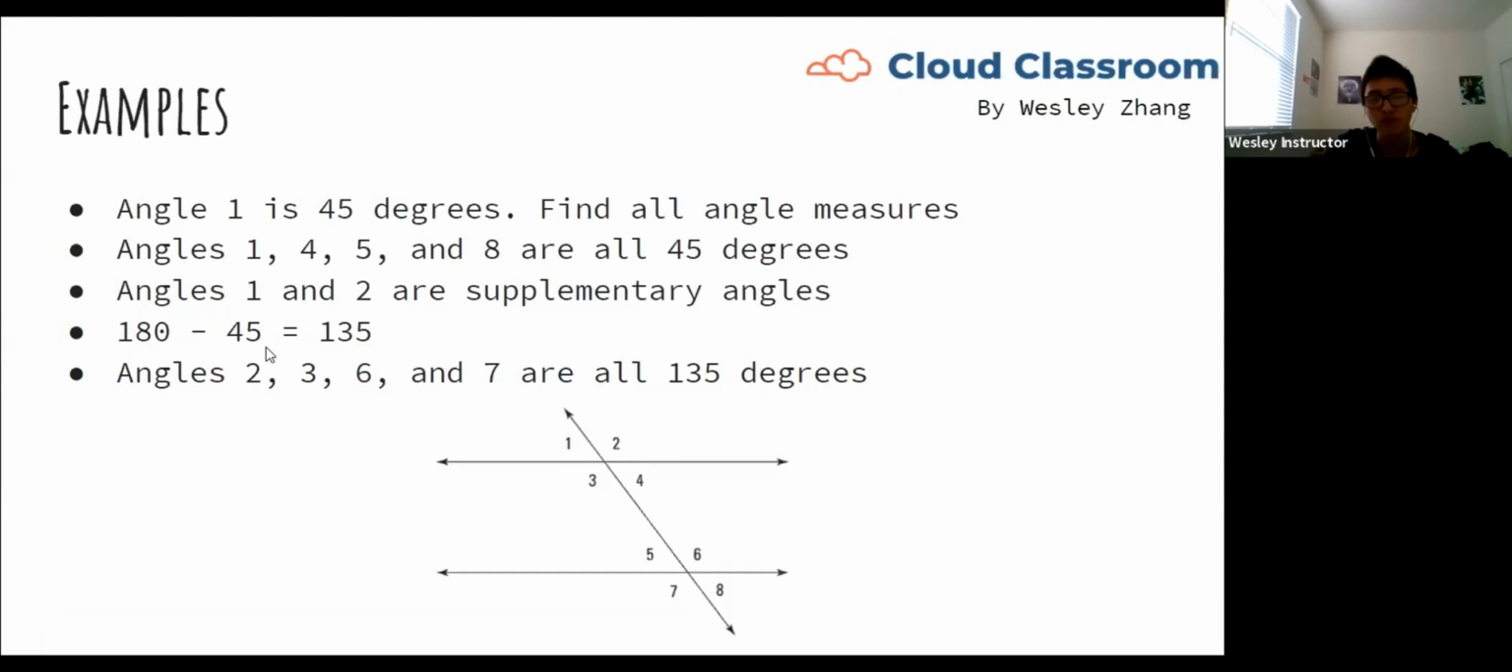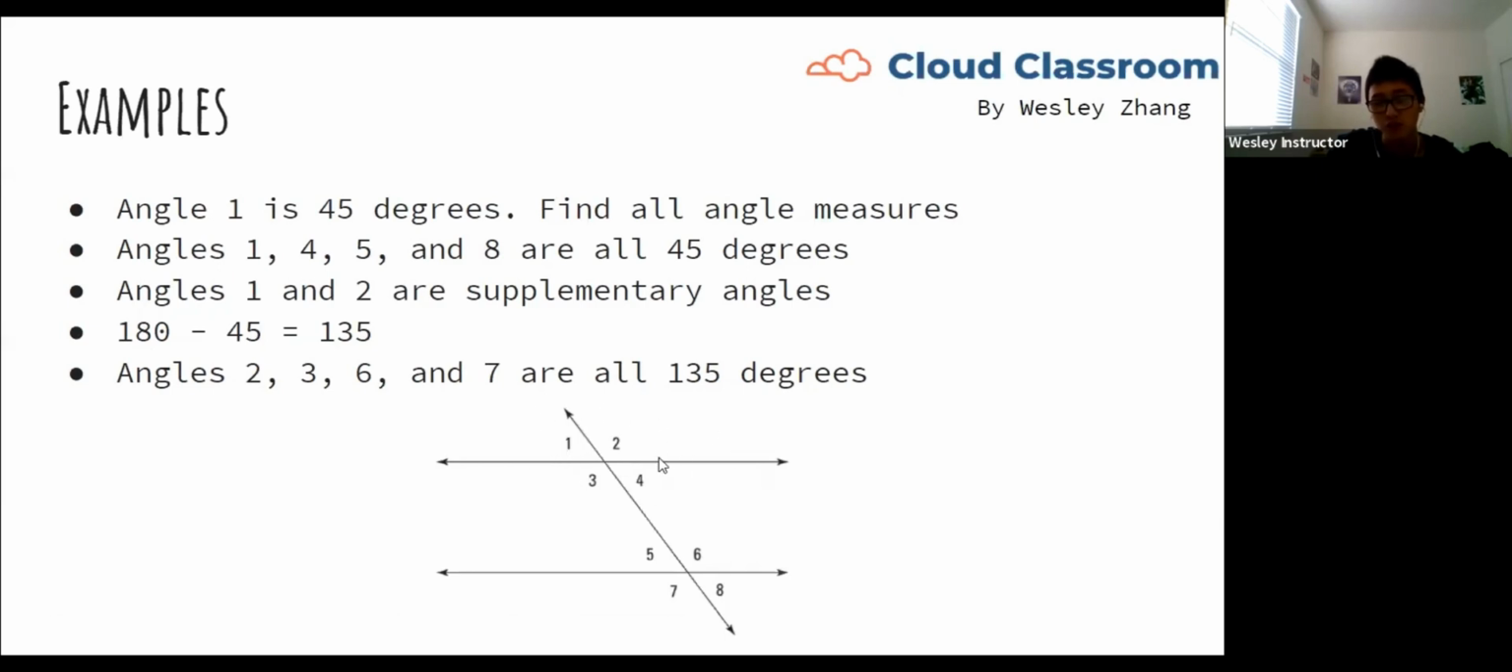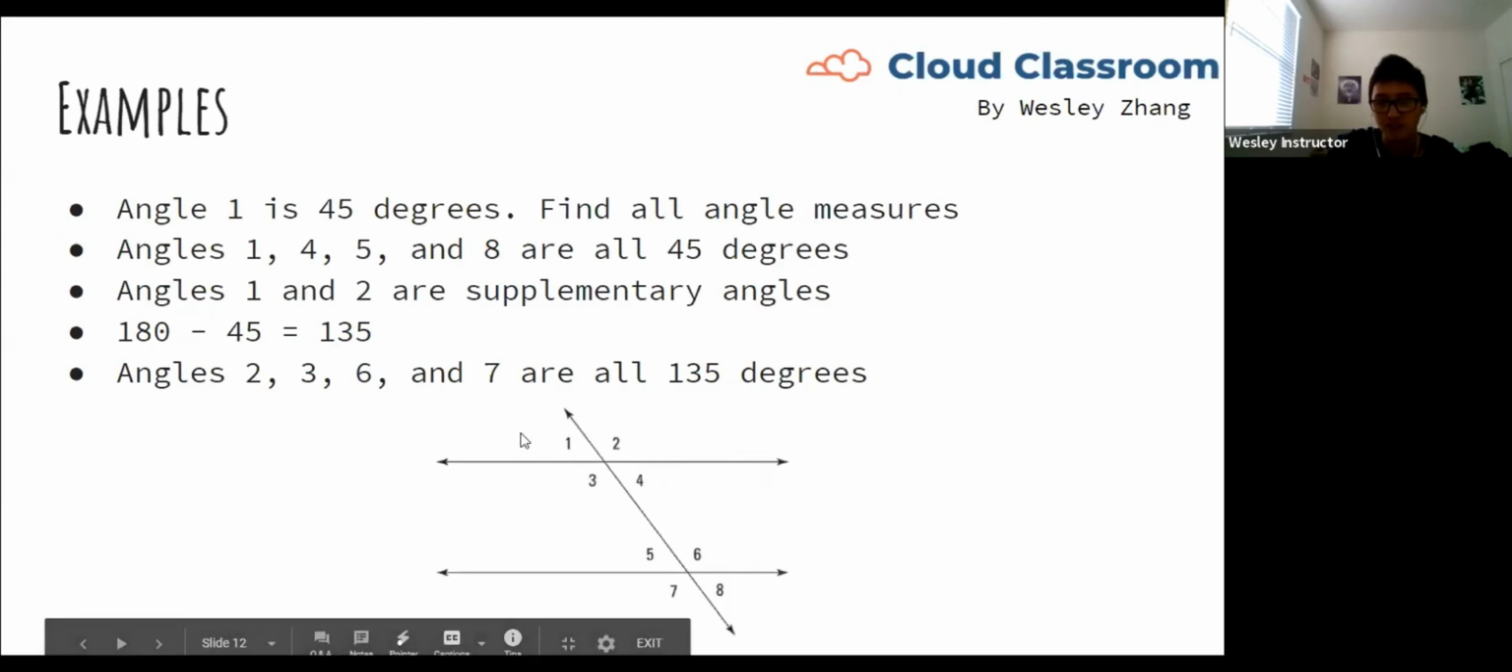So 180 minus 45 equals 135. So that means angles 2, 3, 6, and 7 are all 135 degrees. And this is true because 135 plus 45 is 180. That's half of these 4 pairs of angles, which is 180, which makes a semicircle, and the other half makes a full circle, which is 360. So all these 4 angles here must add up to 360. These 4 angles at the bottom here must add up to 360 also.